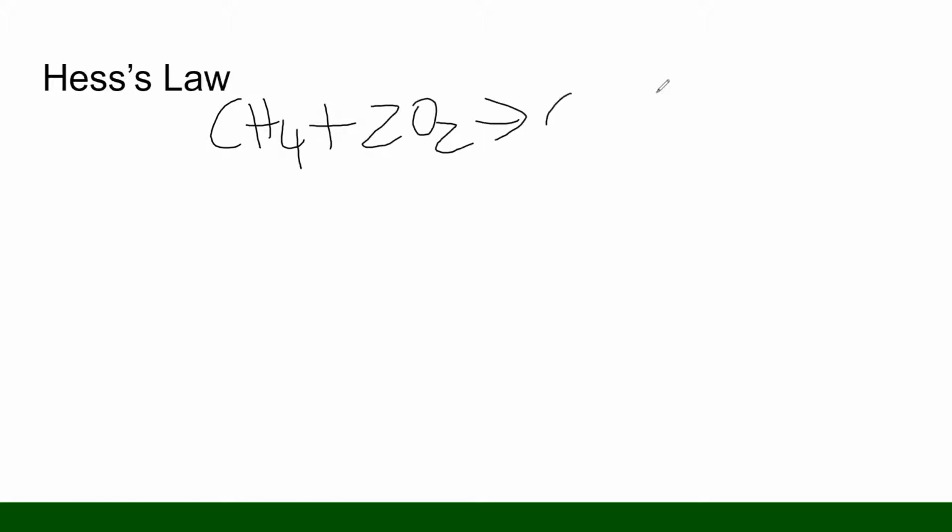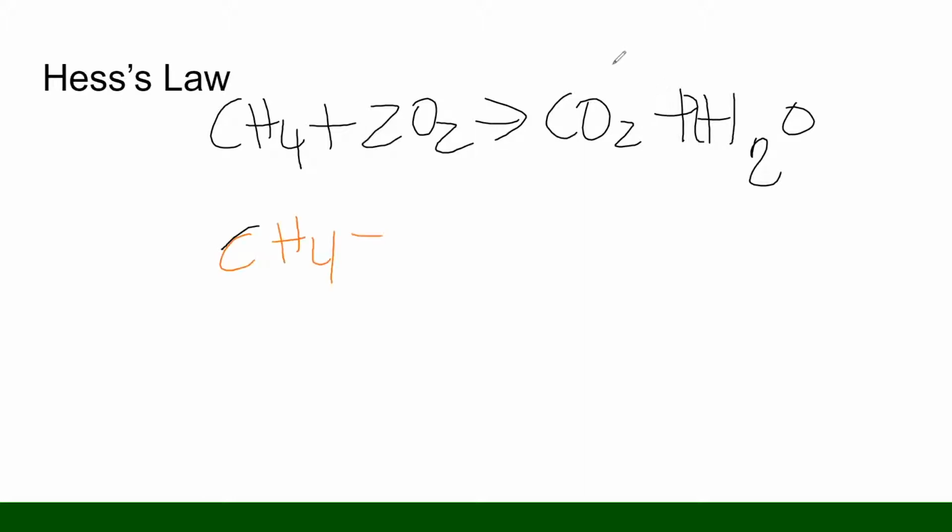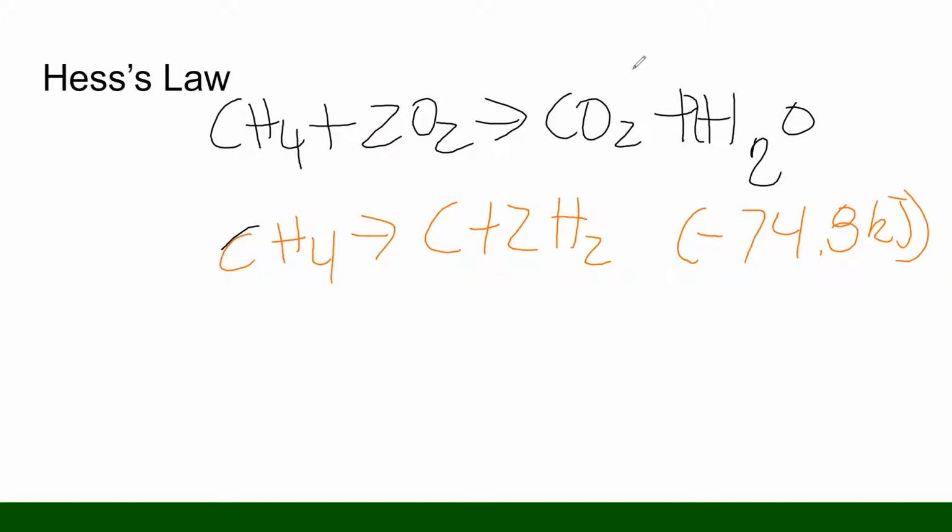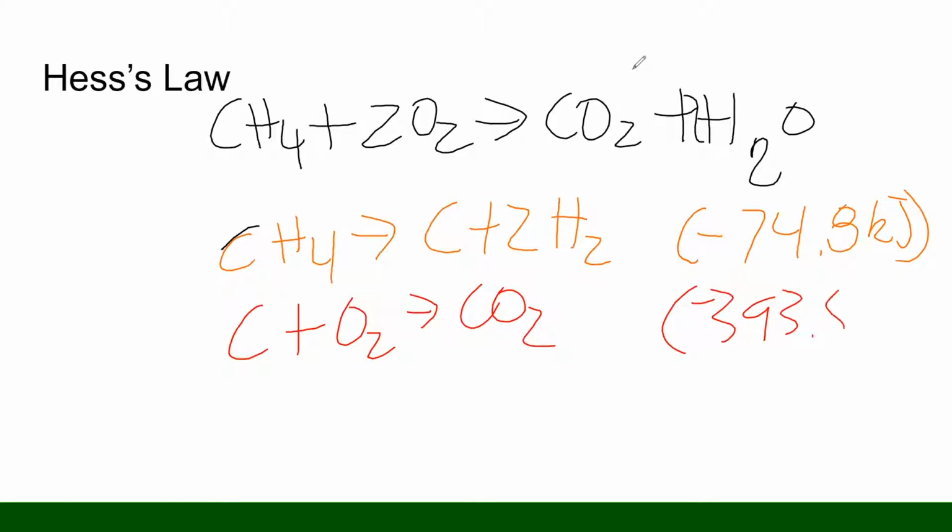So now, the reaction that we want is CH4 plus 2O2 produces CO2 plus 2H2O. Now then, the first one we flipped, so CH4 produces C plus 2H2. This one is now negative 74.8 kilojoules. The second one, we left the same. So C plus O2 produces CO2, and this has negative 393.5 kilojoules.